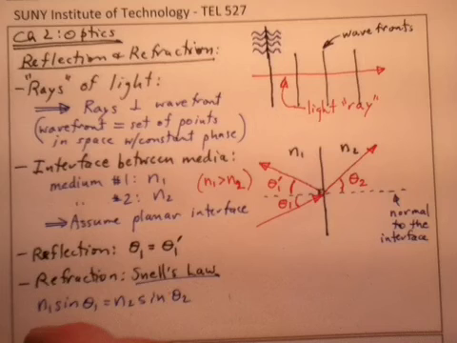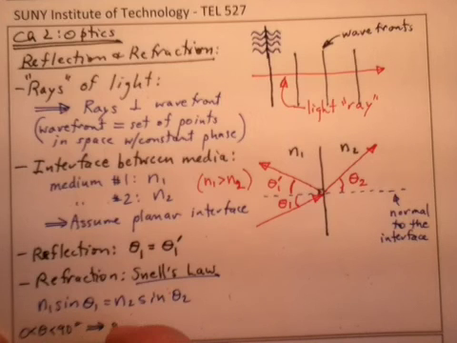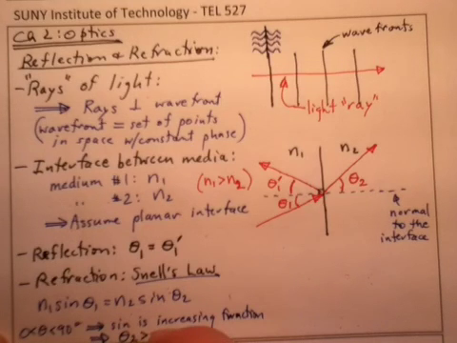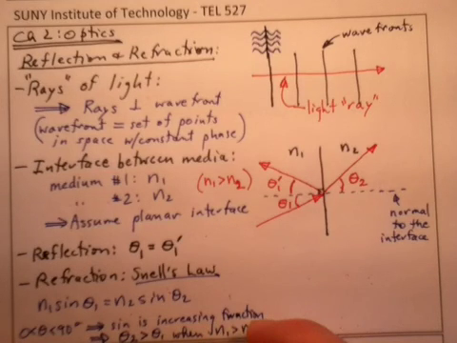Since we have theta being in the range from 0 to 90 degrees, that implies that the sine is an increasing function, and that in turn implies that theta 2 is greater than theta 1 when n1 is greater than n2. And that's how I drew it here.